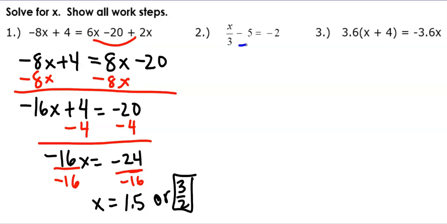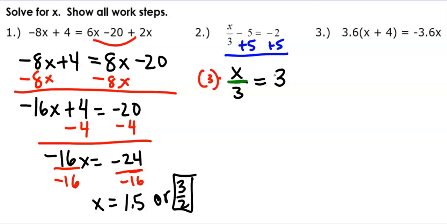Let's take a look at question number 2. I'm going to add 5 to both sides, leaving me with x divided by 3 is equal to 3. Now, this is division, and the inverse of division is multiplication. So I'm going to multiply both the left and the right side by 3, leaving me with x equals 9.